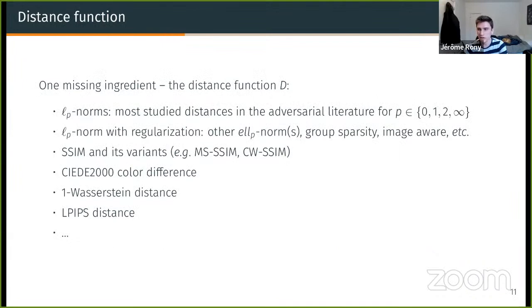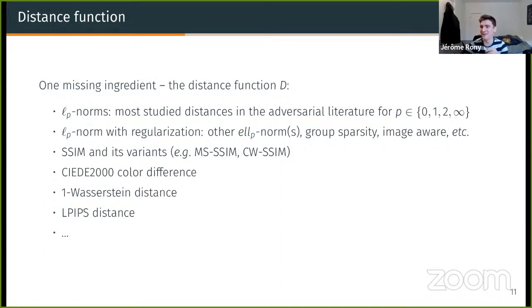One thing that was missing in the previous formulations is the distance function. Mostly in the literature, these distance functions are Lp norms. The most studied ones are 0, 1, 2, and infinity. And in order of importance, it's probably infinity, 2, 1, and 0. Then you can have Lp norms plus regularization. So it can be an Lp norm plus another Lp norm. Oh, there's a missing backslash here.